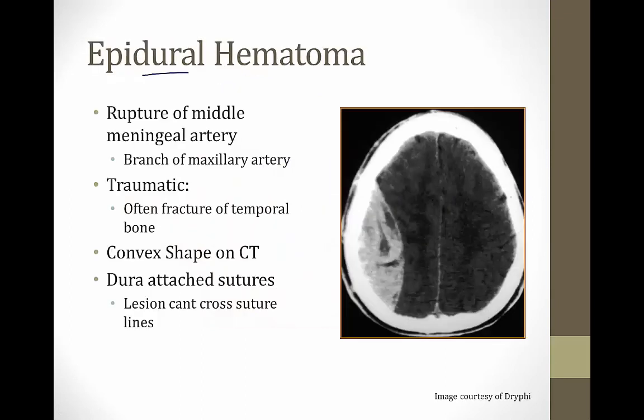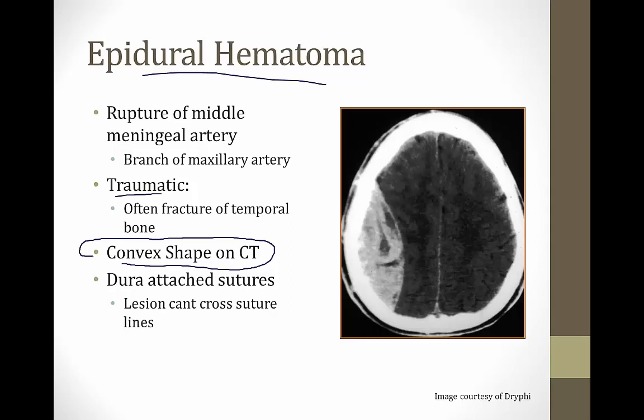So let's talk about epidural hematomas. This is when you get rupture of the middle meningeal artery, which is a branch of the maxillary artery. I'll show you a picture of that later. It's almost always traumatic, so usually there's a fracture of the temporal bone, and this leads to an epidural hematoma. The key thing to know is that it has a convex shape on CT. The dura are attached to the sutures of the skull, so lesions can't cross the suture line.